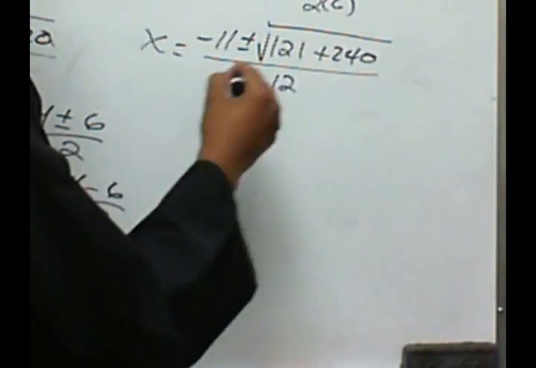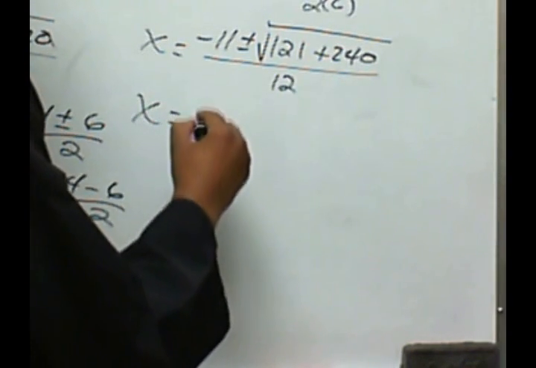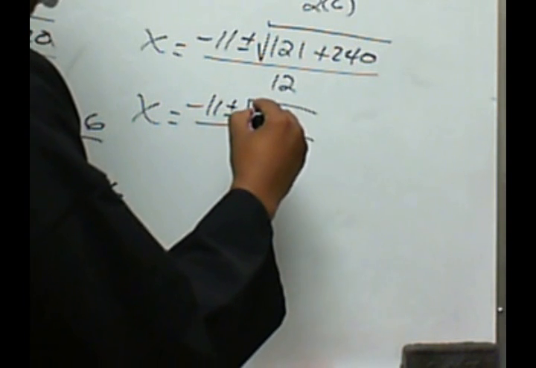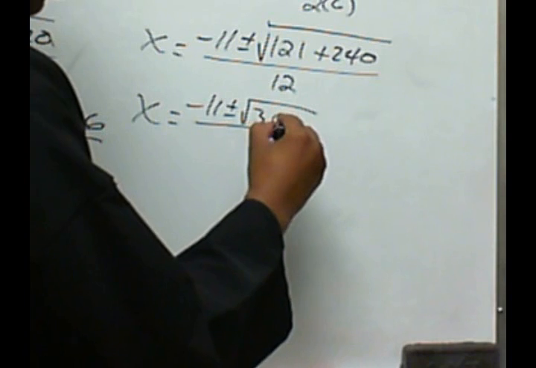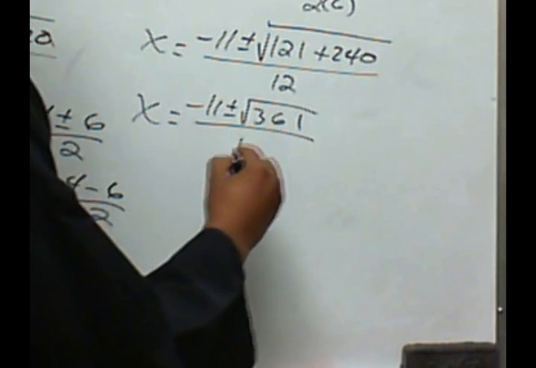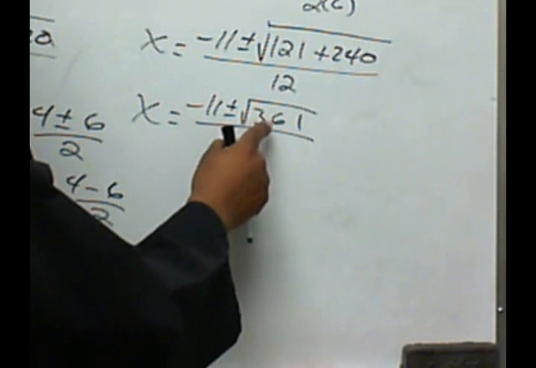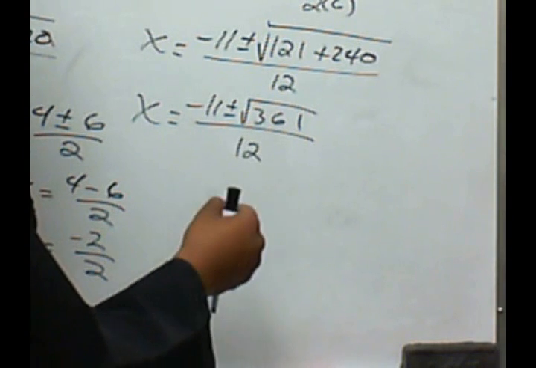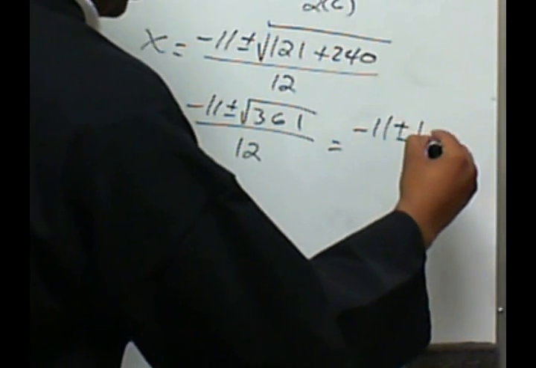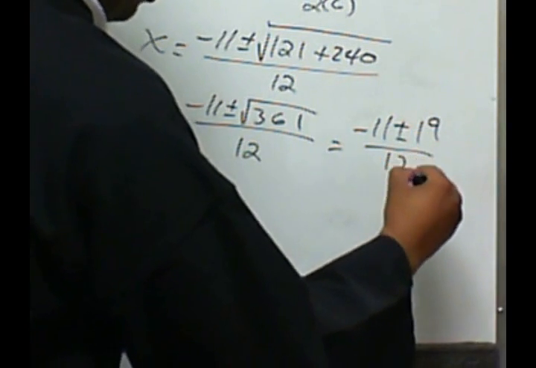Now, let's combine. Add the numbers inside. We have negative 11 plus or minus the square root of 361. Correct. All over 12. 361 is a perfect square. It's 19. So this becomes negative 11 plus or minus 19 all over 12.